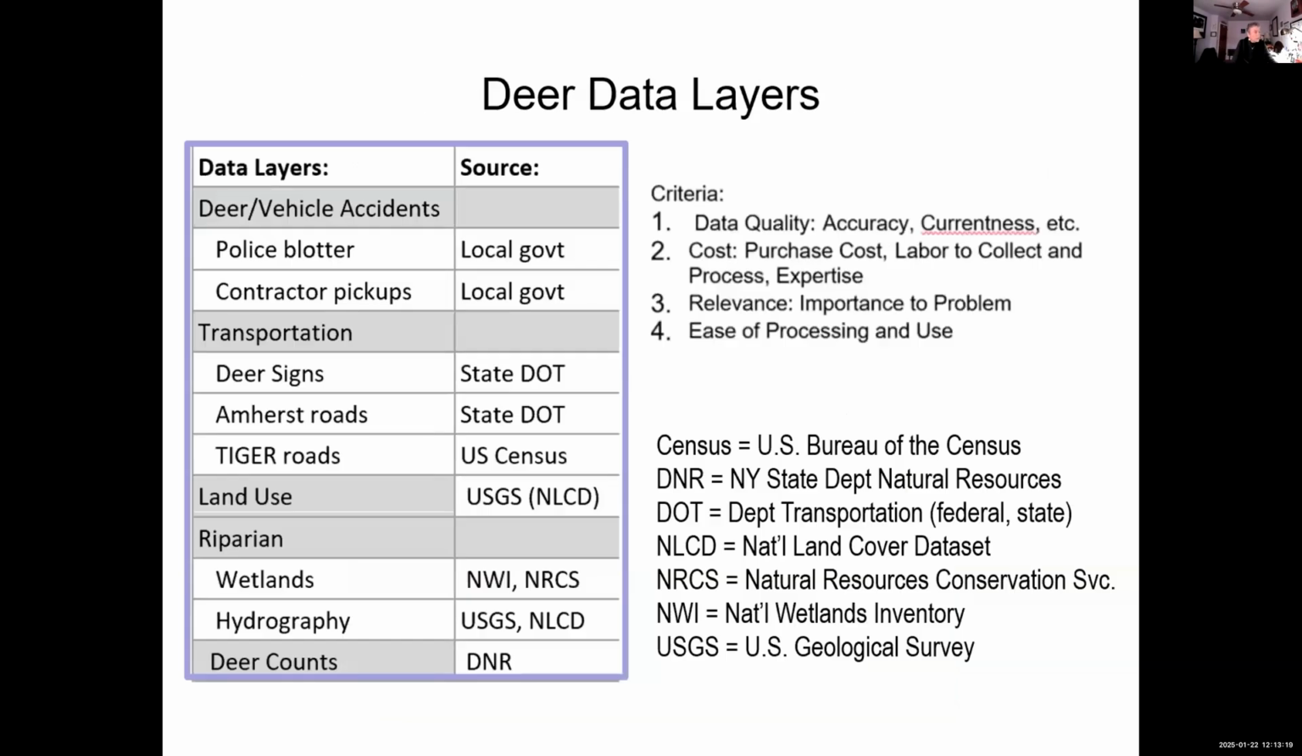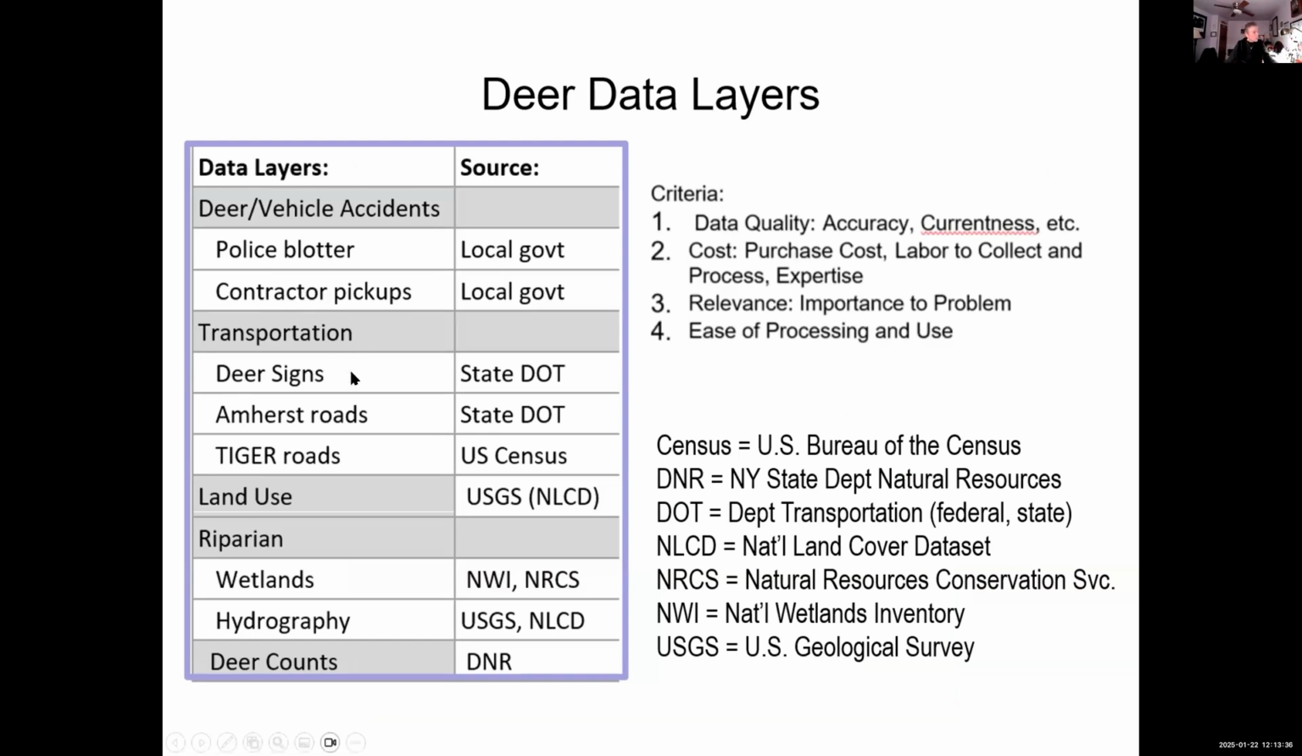These are some of the data layers we had. You can see most of this is public domain. The police blotter and the contractor pickups were from the town of Amherst. This was Steve and his beer buddies from the pub. He got the police blotter and contractor pickups, and I'll show you that data in a moment.